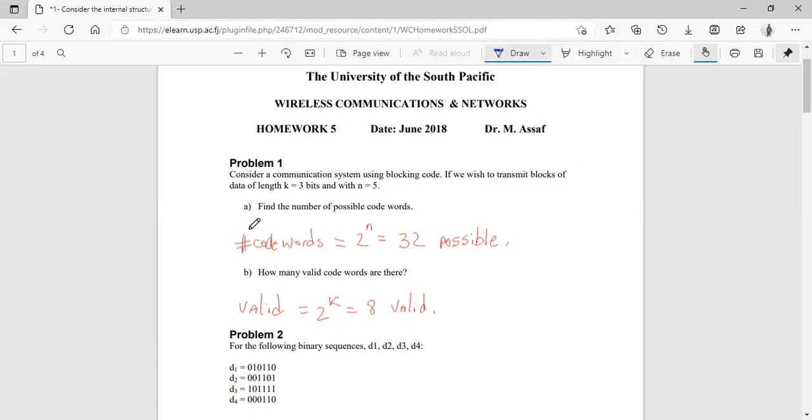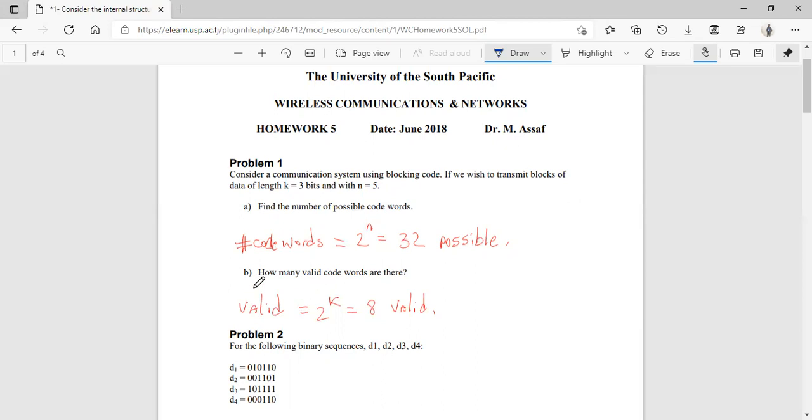Part A says find the number of possible words. The possible words are made up of bits, so in this case each code word is made up of n bits. The number of code words is given by 2 to the power of n, where n = 5. So 2 to the power of 5 is equal to 32 possible code words that can be transmitted.